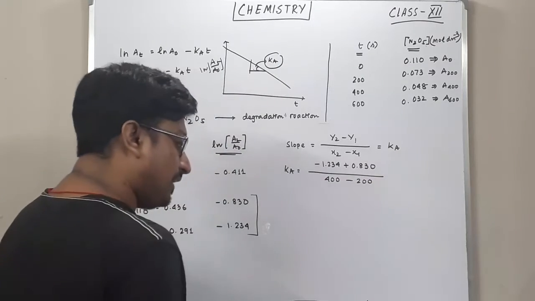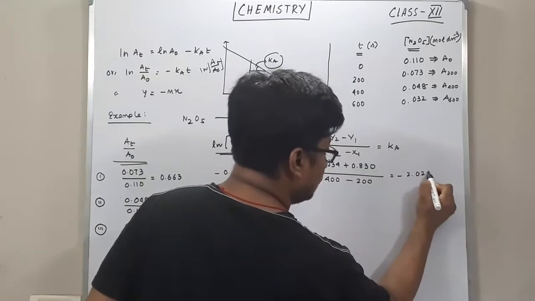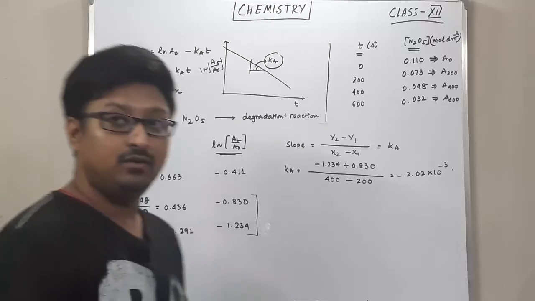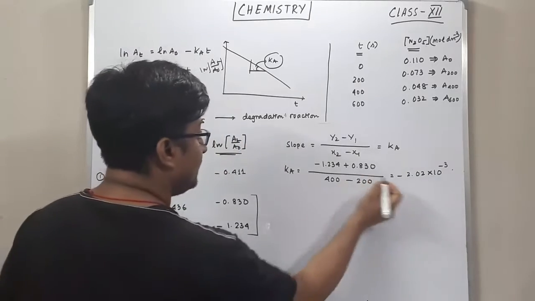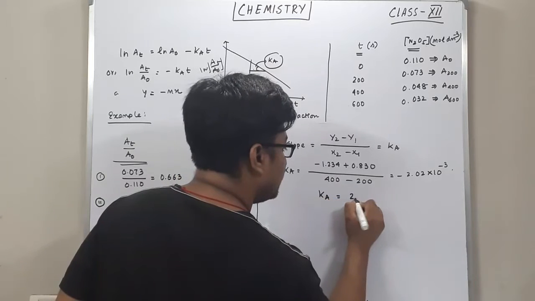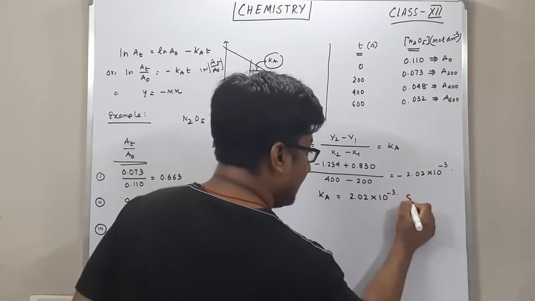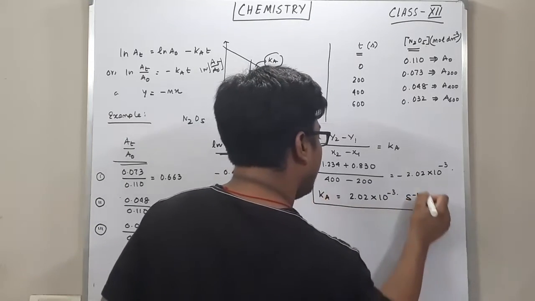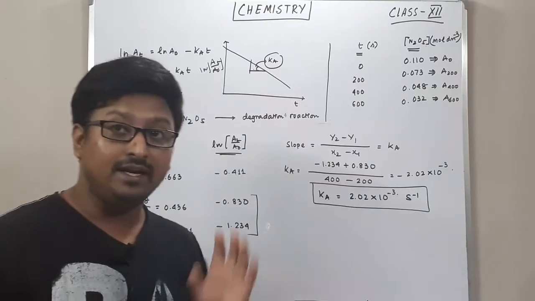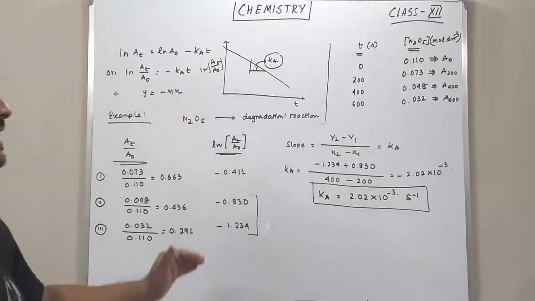Now if you calculate this value, you will get minus 2.02 into 10 to the power minus 3. Since it's a negative slope, your Ka will be the positive magnitude, that is 2.02 into 10 to the power minus 3, and the unit will be second inverse. This is the method or the technique by which you can calculate the rate constant of a first order reaction.